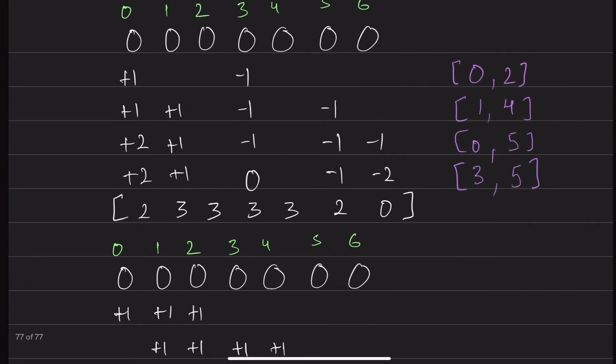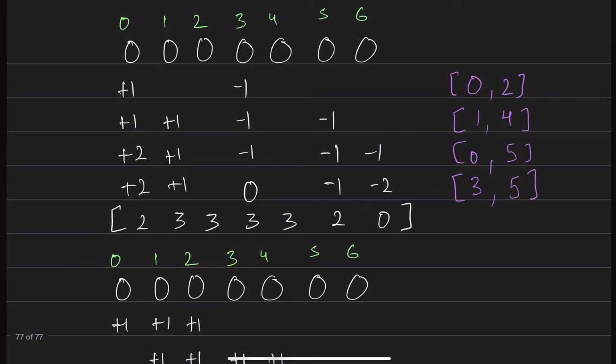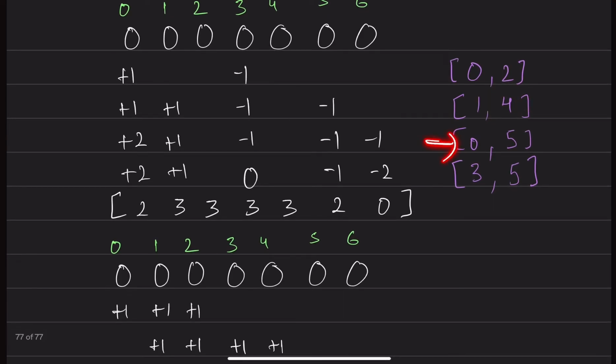So if you see now, similarly, for this 1 to 4, I'll place a plus 1 over here and a minus 1 at this 5, because at this index plus 1, we have to place a minus 1. Similar thing I will do for this also, 0 to 5. So I will do a plus 1. This plus 1 will become a plus 2, and at this 6 I'll place a minus 1.